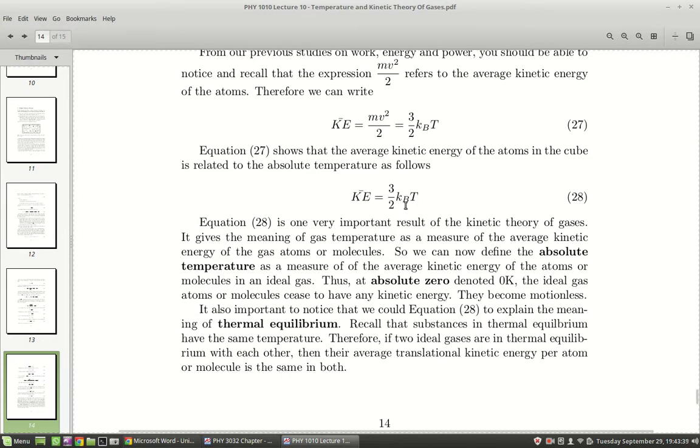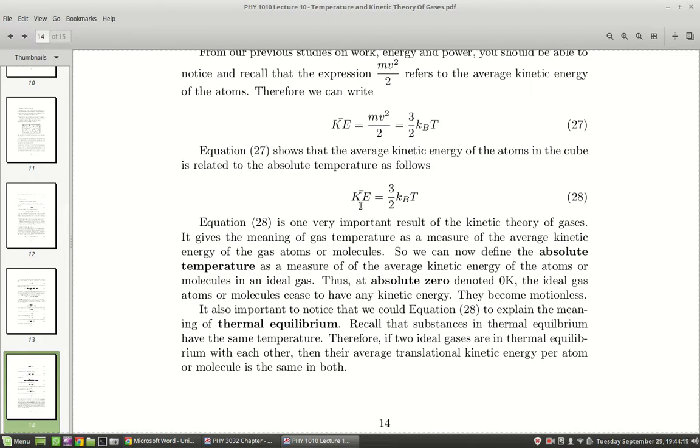Okay. Therefore, this helps us to also define something known as absolute zero. If the kinetic energy of the atoms vanishes, if it becomes zero, then since 3 is a number, 2 is a number, they can't become zero, and kB is a constant, it can't become zero either. So if the kinetic energy of the atoms becomes zero, then the temperature has to become zero.